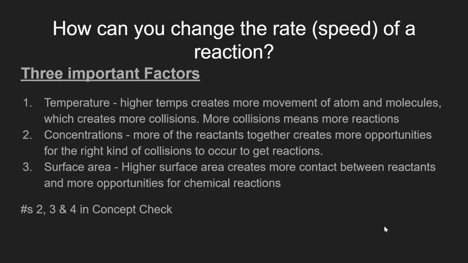All right, so in your concept check, answers 2, 3, and 4 are right in this section, and they're going to be asking you about multiple ways to increase or slow down reactions, and make sure you list more than 1. Probably you should list at least 3. So how can you change the rate of speed? Through temperature, through concentrations of reactants, and through increasing or decreasing the surface area of the things that you're working on.